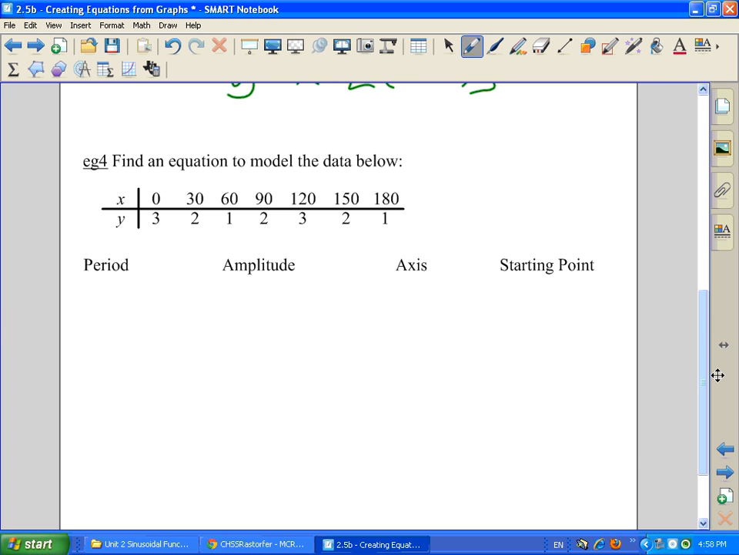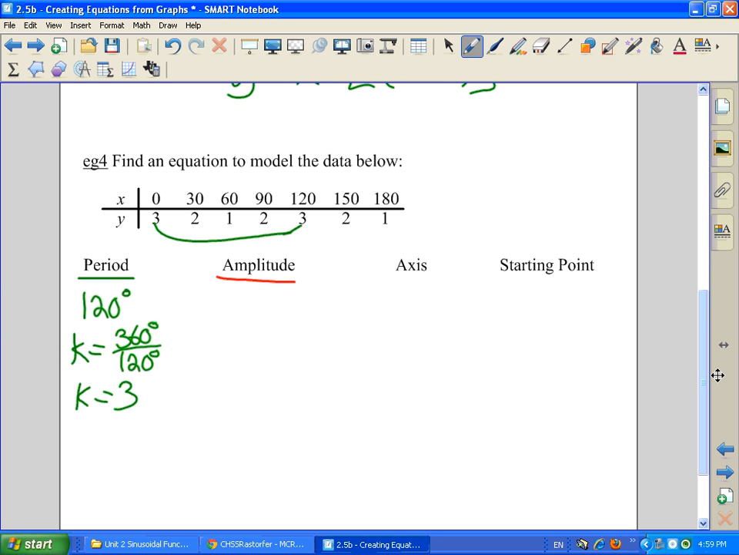So what we need to do is look at our data, and first of all, we need to find the period. So the period is the length of time it takes to get from a maximum to a maximum. So let's take a look at our y values. To get from 3 to 3 here, how long did it take? Okay, so to get from 3 to 3, how long did it take? It took us 120. So we'll say period is 120 degrees. And from that, ladies and gentlemen, we can find K. So K equals 360 degrees divided by the period, which is 120. So K equals 3.